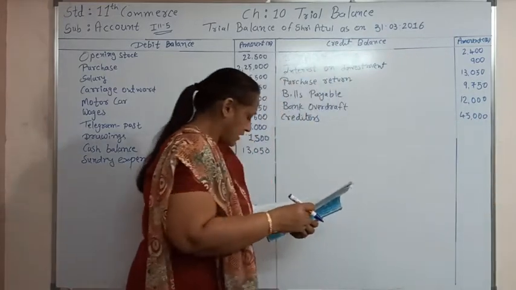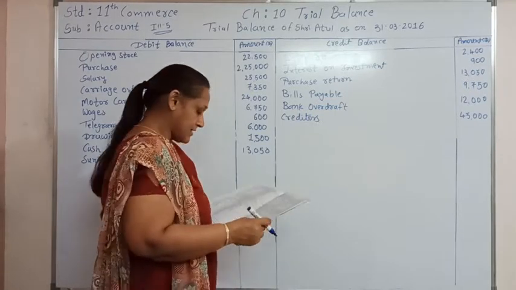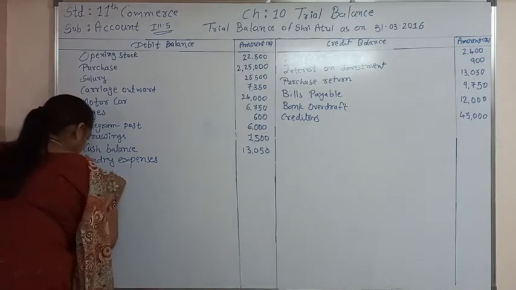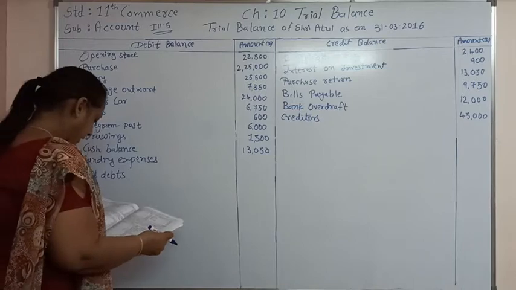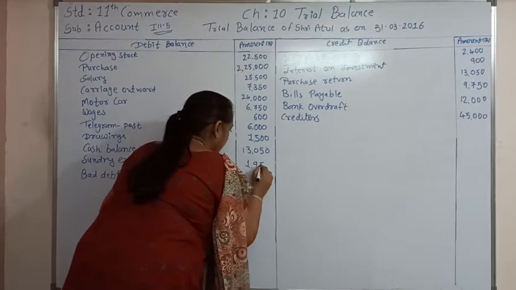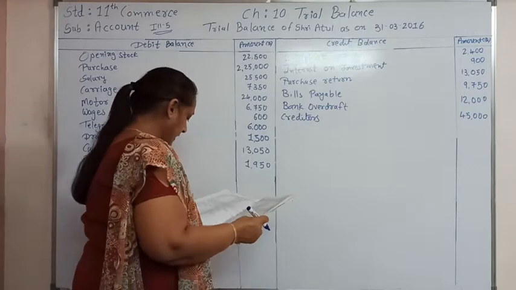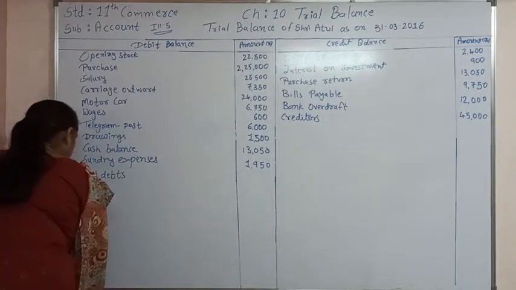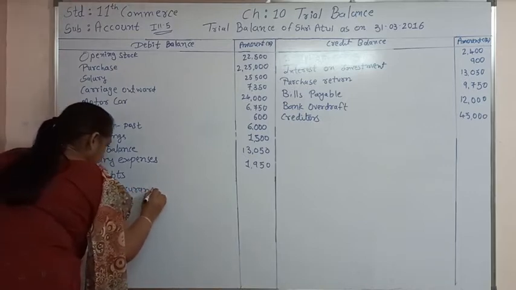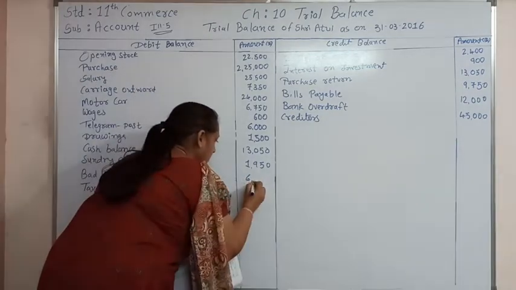After creditors, another account is a bad debts account, and bad debts is a loss to the business, and a loss has a debit balance. And bad debts has a balance of rupees 1,950. After bad debts, another account is taxes and insurance, so that is an expense, and taxes and insurance have the balance of rupees 6,120.